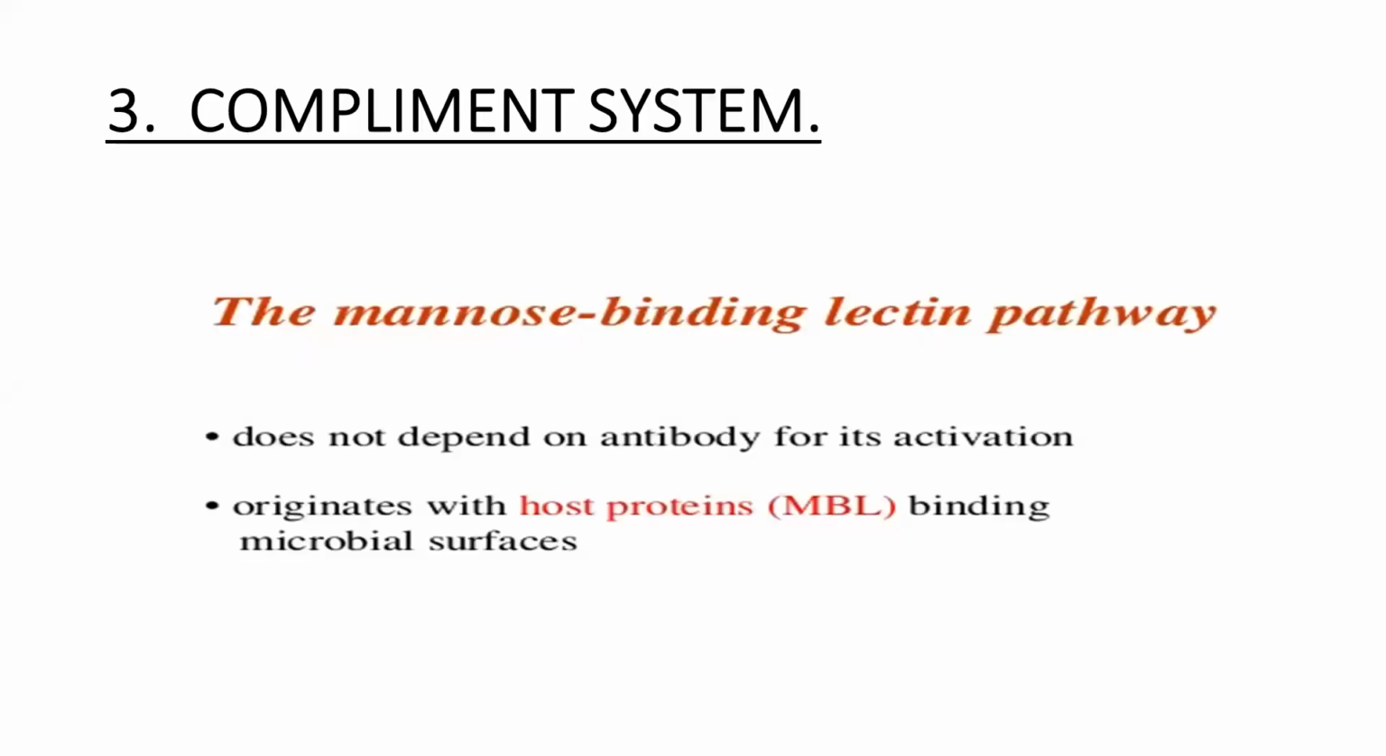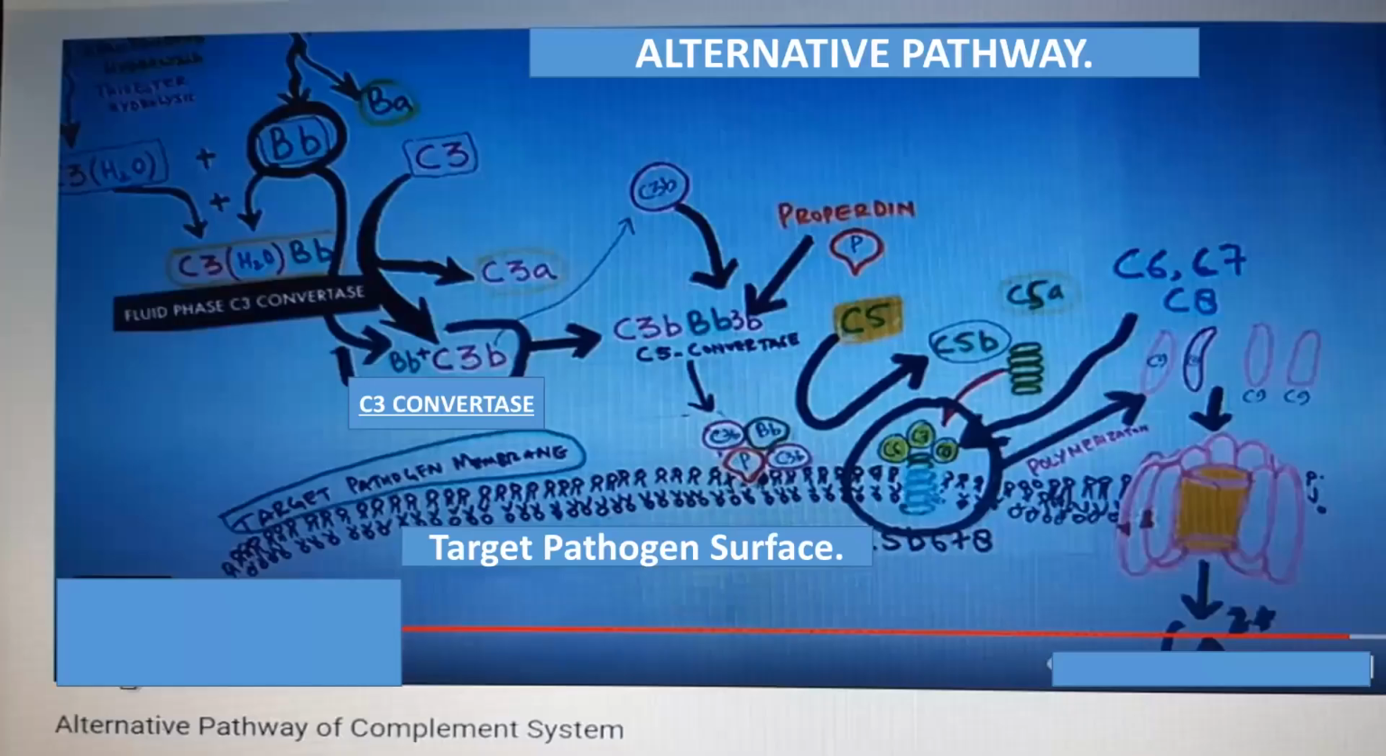Now we have another, the last one, the MBL lectin pathway or mannose binding lectin pathway, which is the third one. It does not depend on the antibody for activation. It originates with the host protein, which is the MBL protein, binding with the microbial surface.